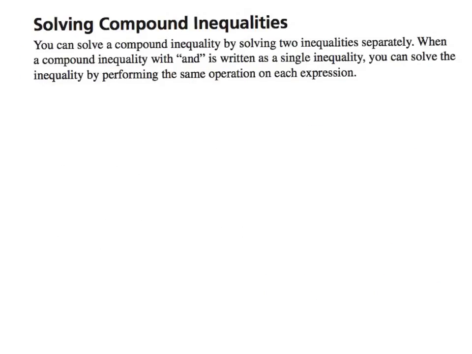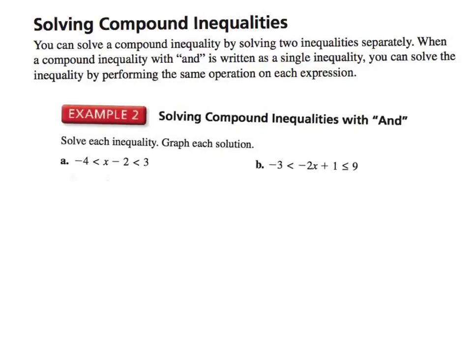Now, you can solve a compound inequality by solving two inequalities separately. When a compound inequality is with "and," it's written as just one inequality. So you can actually solve the one inequality by performing the same operation on each expression. So it looks like this. You can pause the video and try to do this yourself if you'd like.